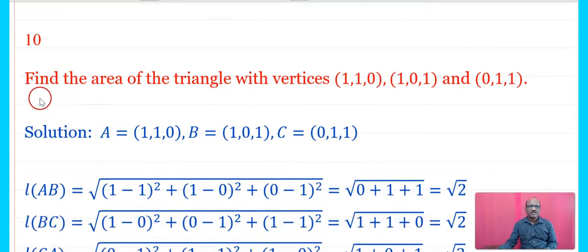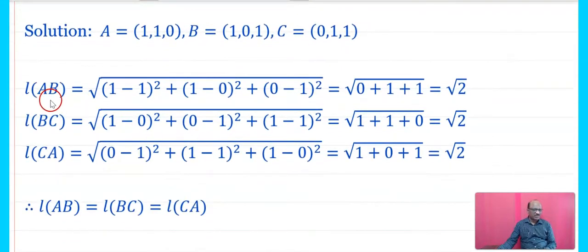Next is, find the area of the triangle whose vertices are (1, 1, 0), (1, 0, 1), (0, 1, 1). A is (1, 1, 0), B is (1, 0, 1) and C is (0, 1, 1). Now first AB, by using the distance formula, (1 minus 1) square, plus (1 minus 0) square, plus (0 minus 1) square, and then you will get 0 plus 1 plus 1, that is 2, so a root 2.